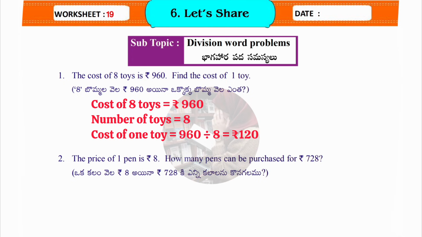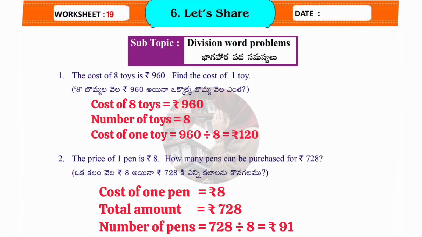Let's see the second question, which is, the price of one pen is 8 rupees. How many pens can be purchased for 728 rupees? Okay, let's see the answer. Cost of one pen given is 8 rupees. Total amount is also given, which is 728. So number of pens that can be bought with 728 rupees is 728 divided by 8. We'll get the answer as 91. So 91 pens can be purchased with the given amount.